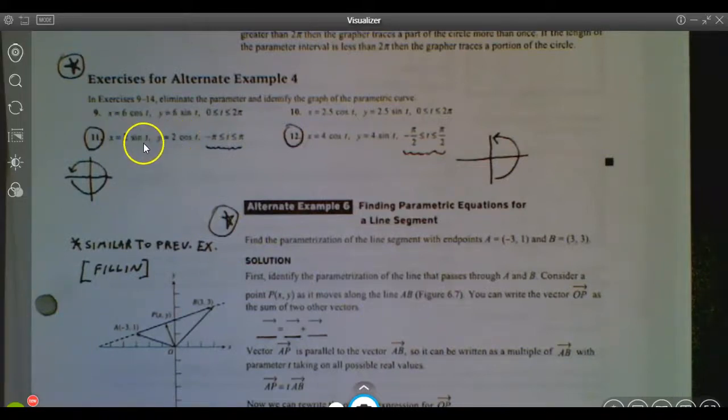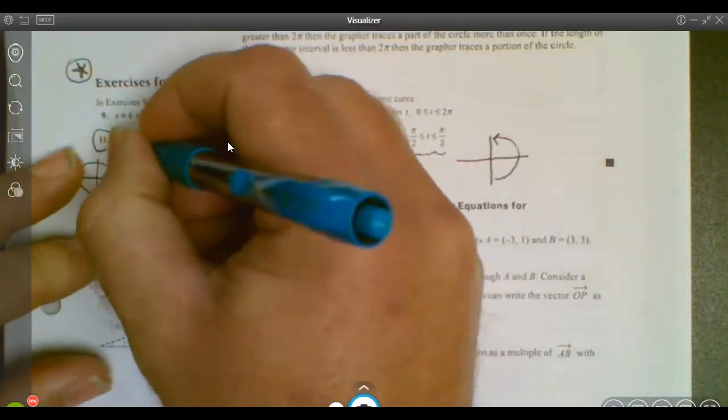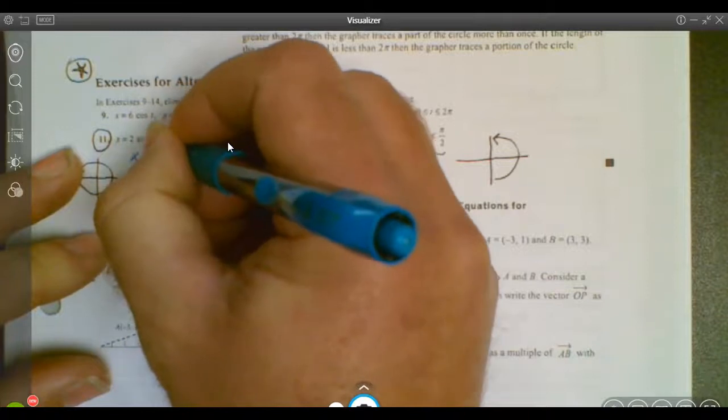Again, as soon as I see that sine is representing one component and cosine is representing another component, and I'm given a domain like this, which obviously represents a circle, we're recognizing the connection to the equation of a circle, which is x squared plus y squared equals r squared.